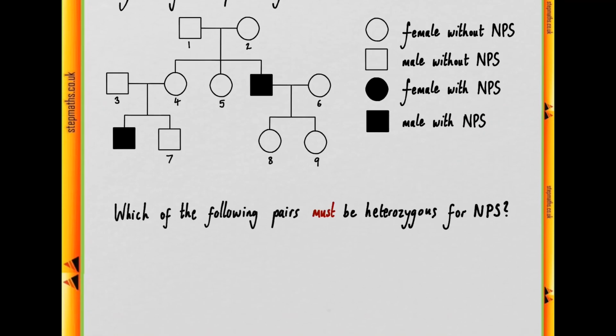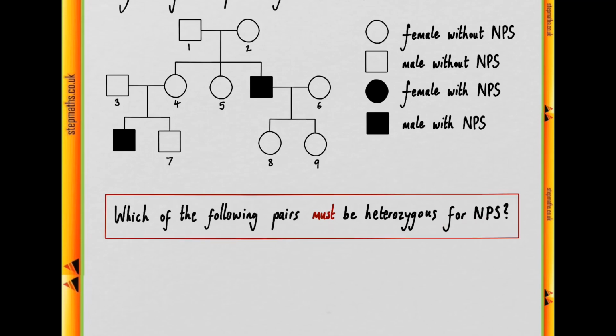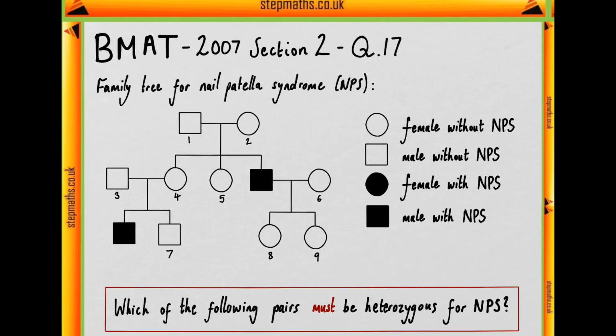We're asked to work out, given this information, which of the following pairs of individuals must be heterozygous for NPS. So we need to work out who must be heterozygous for NPS given this family diagram. The first thing to do in this question is to recognise the mode of inheritance.